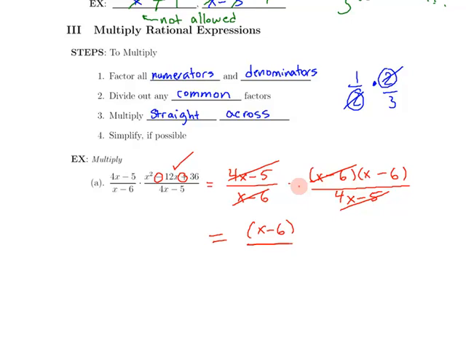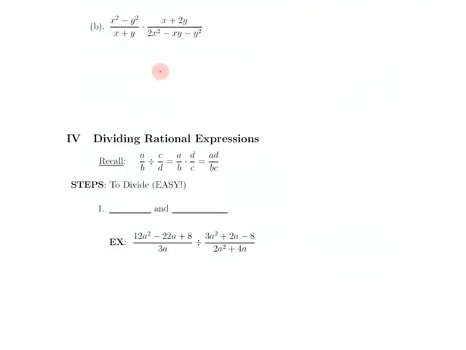In fact, what you've got to remember is that when you divide things out, it's just like dividing something by itself. What's 3 divided by 3? What's 5 divided by 5? It's 1. So whenever everything cancels, you're left with a 1. So x minus 6 over 1 is just x minus 6 because anything divided by 1 is itself. Let's do one more example and then move on to talk about dividing.